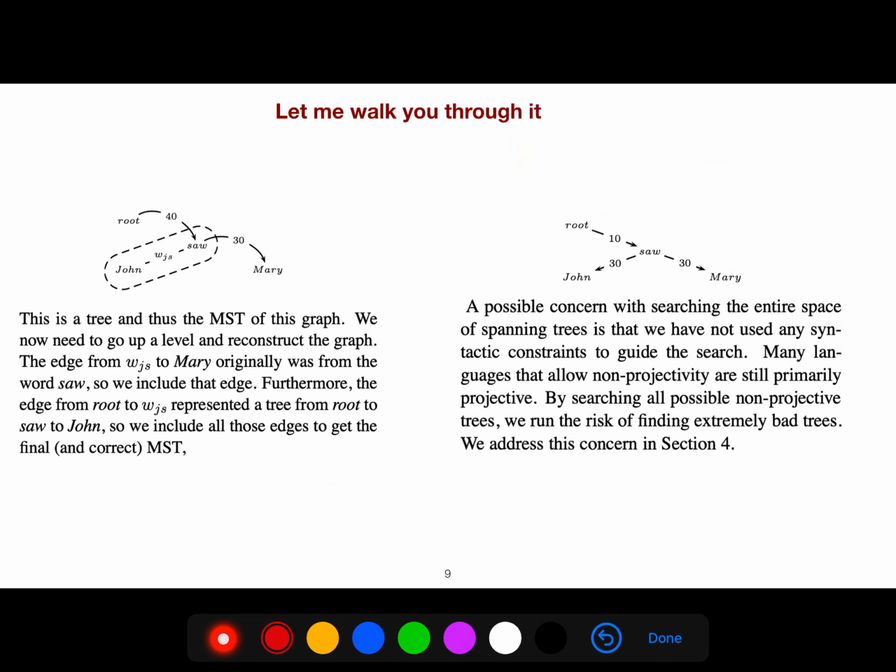A possible concern with searching the entire space of spanning trees is that we have not used any syntactic constraints to guide the search. Many languages that allow non-projectivity, like Czech, are still primarily projective. By searching all possible non-projective trees, we run the risk of finding extremely bad trees.